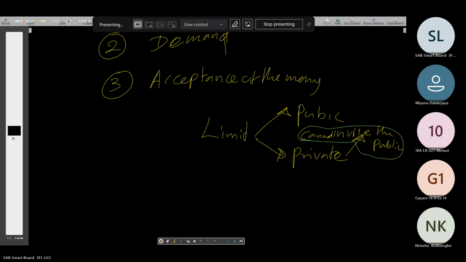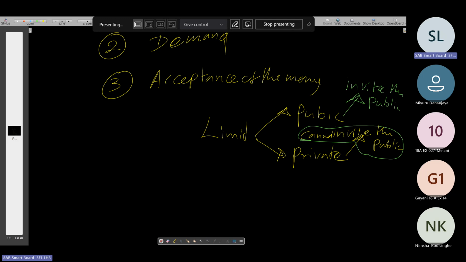But when we consider a public company, they are entitled to invite the public to purchase the shares. That is the main feature when we compare public and private company. If it is a public company, they can invite the public to purchase the shares. Now, how can a public company invite the public to purchase the shares?